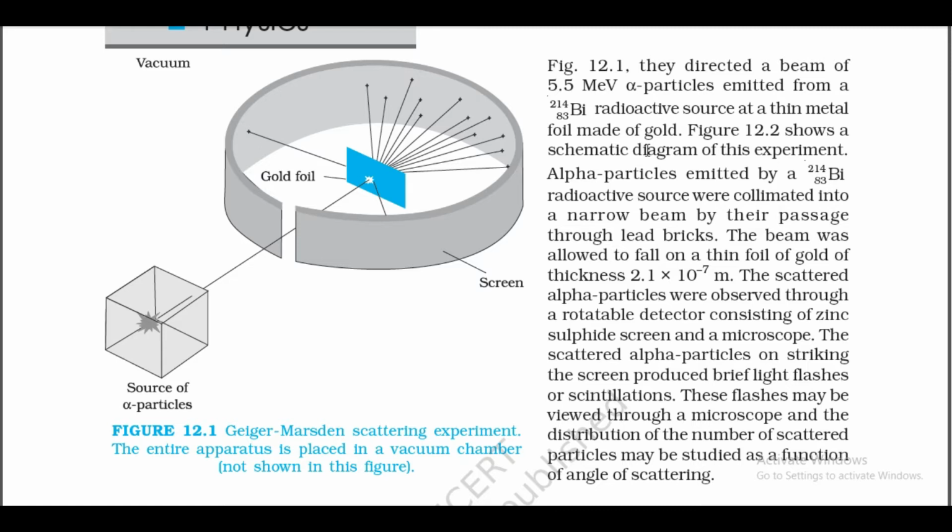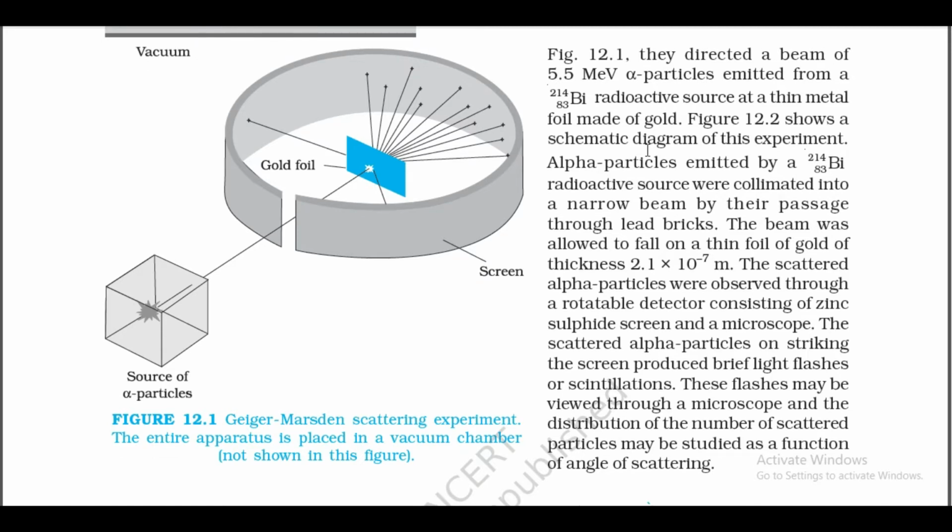Alpha particles emitted by a Bi-214 (atomic number 83) radioactive source were collimated into a narrow beam by their passage through lead bricks. The beam was allowed to fall on a thin foil of gold of thickness 2.1 × 10^-7 meter. The scattered alpha particles were observed through a rotatable detector consisting of a zinc sulphide screen and a microscope. The scattered alpha particles on striking the screen produced brief light flashes or scintillations.